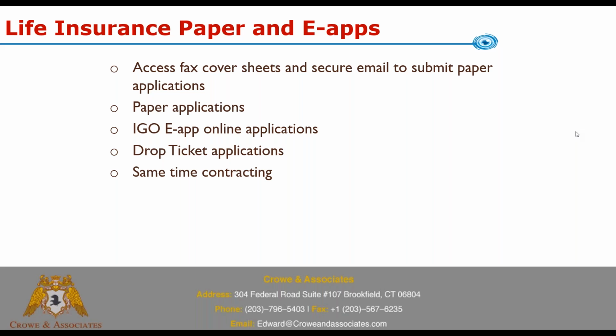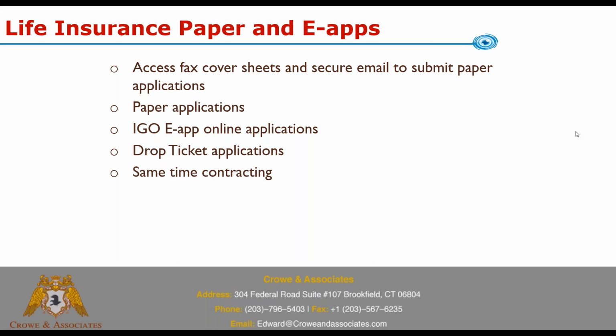Today we're going to talk about life insurance applications, both paper apps, IGO E apps, and drop tickets with Pinnacle for life insurance. We're going to go through a couple things, basically talking about how you access information such as fax cover sheets and secure email to send apps when you do paper. If you need to do a paper app, which in a minute we'll talk about, there's sometimes initially when you do need to. We'll talk about how to access those applications, and I'll show you an example of how. The Pinnacle site has all of this information available.